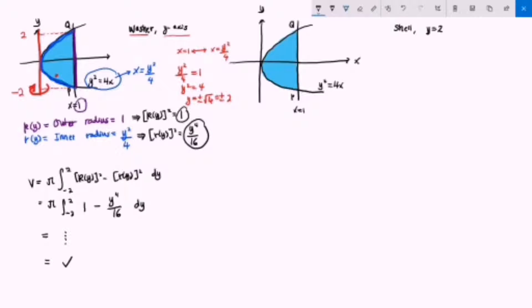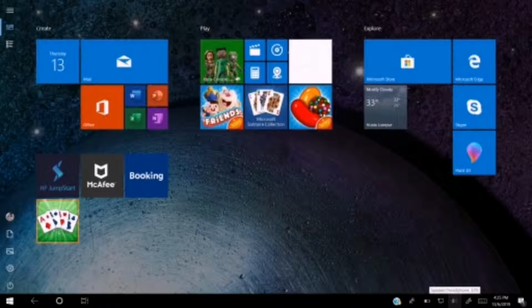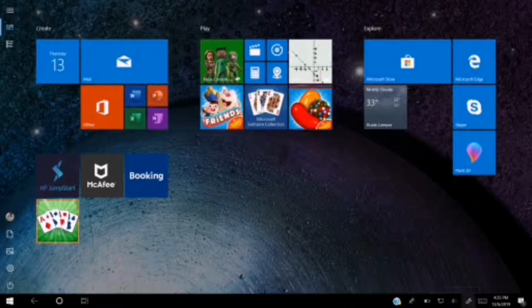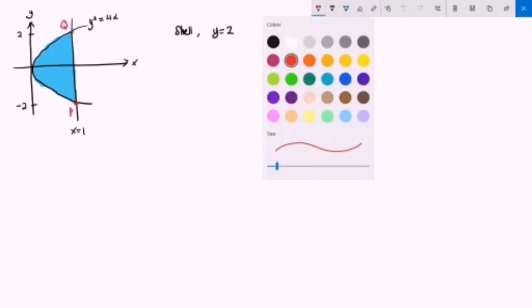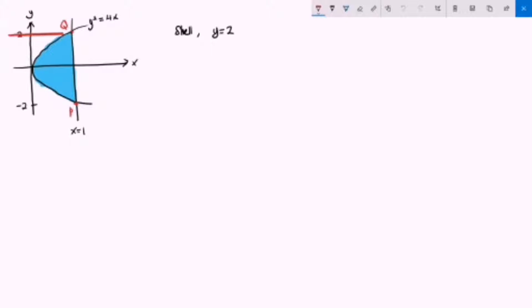So now let's see the shell method, all right? We want to find the volume using cylindrical shells when the shaded region is revolved about the line y equal to 2. From this diagram, we know that the line y equal to 2 is actually here. So this is the axis of rotation. So we want to rotate the shaded region about that axis of rotation.